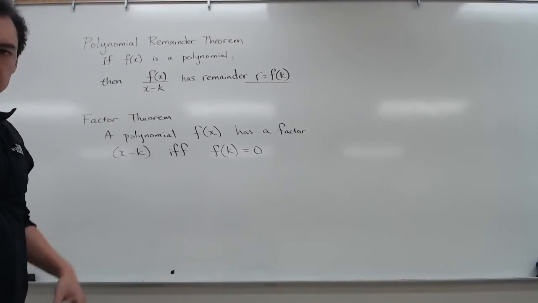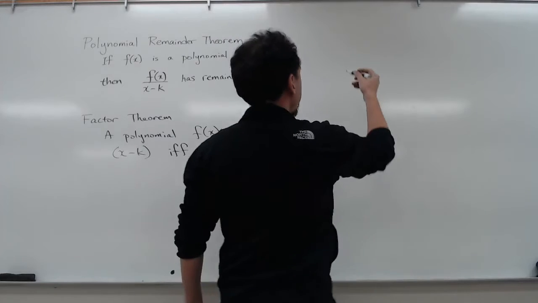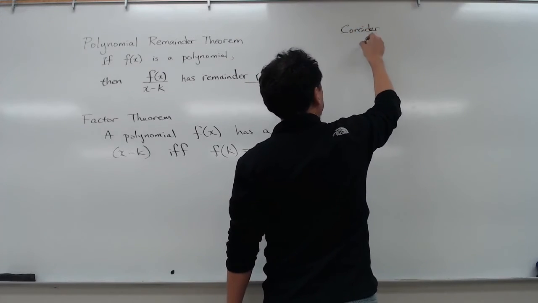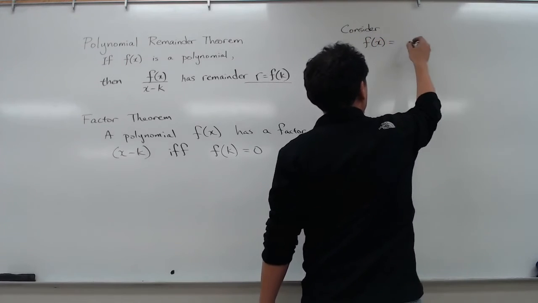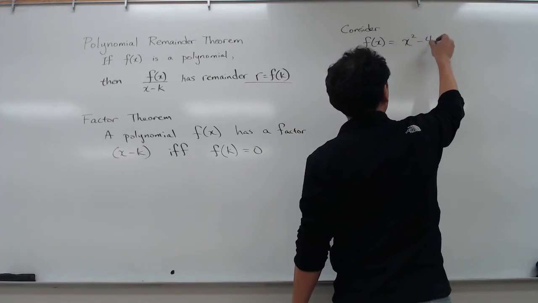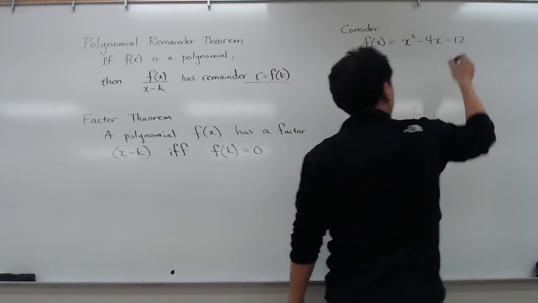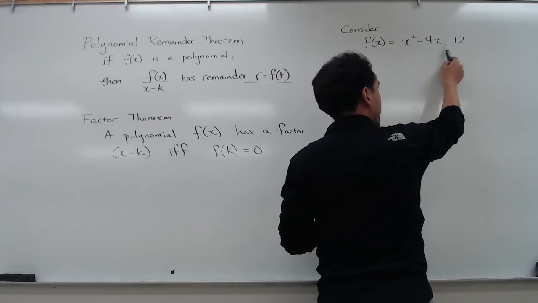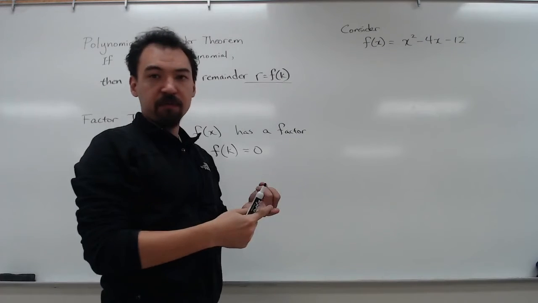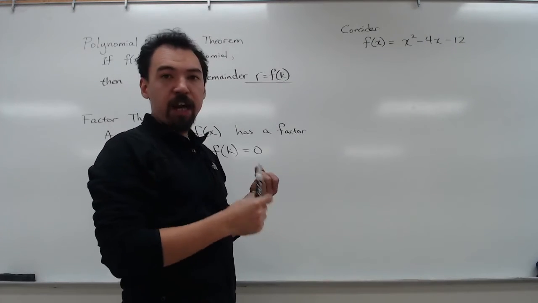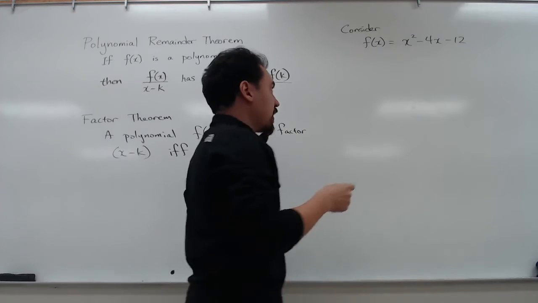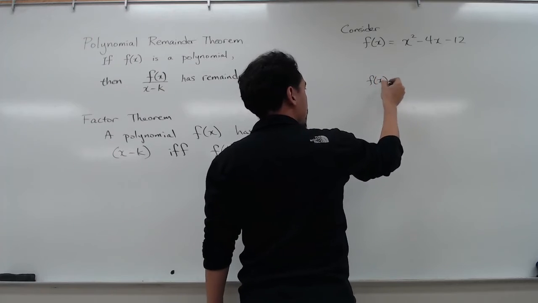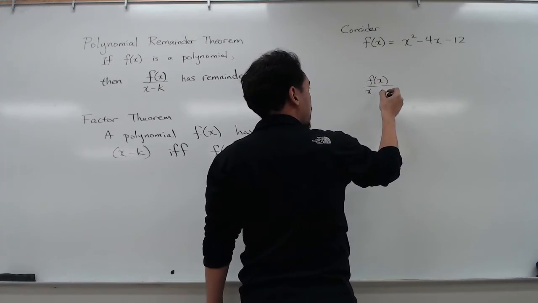So let's take this that we just discussed and apply it to something that is familiar to us. So let's consider an f of x that's equal to x squared minus 4x minus 12. Now, we already know how to factor that quadratic. We know that numbers that add up to this and multiply to that are -6 and +2. So we know the factorization is going to be x minus 6 times x plus 2. But let's just pretend we don't know that. So let's just say if I take f of x, and I don't know, I'll divide it by x minus 6.